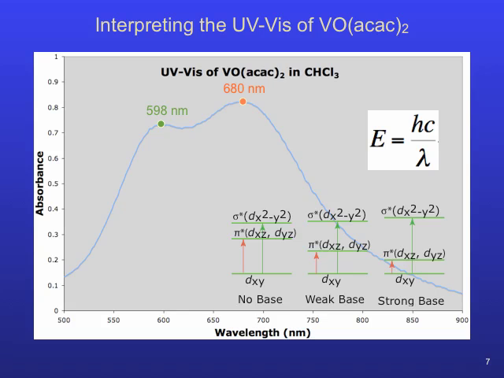absorbance shifts to lower wavelengths, or more energy is required to excite the electron to the dx squared minus y squared orbital. By recording the lambda max for both transitions for a set of solvents, a series could be devised based on the difference between the two lambda max, listing the solvents in order of increasing base strength.